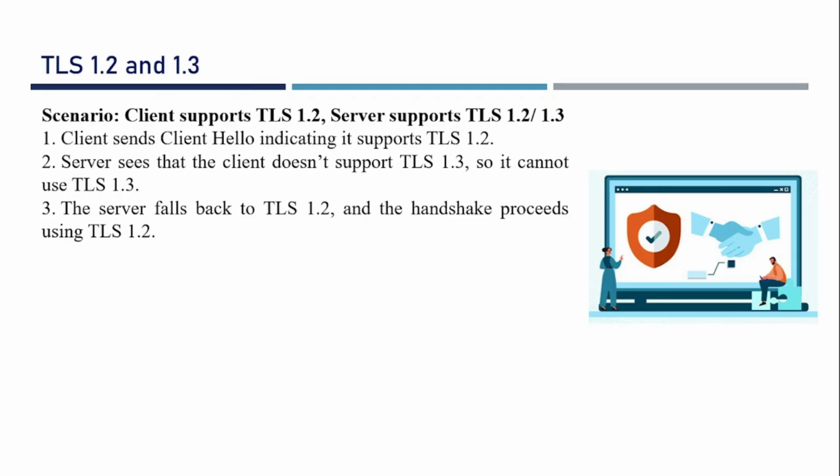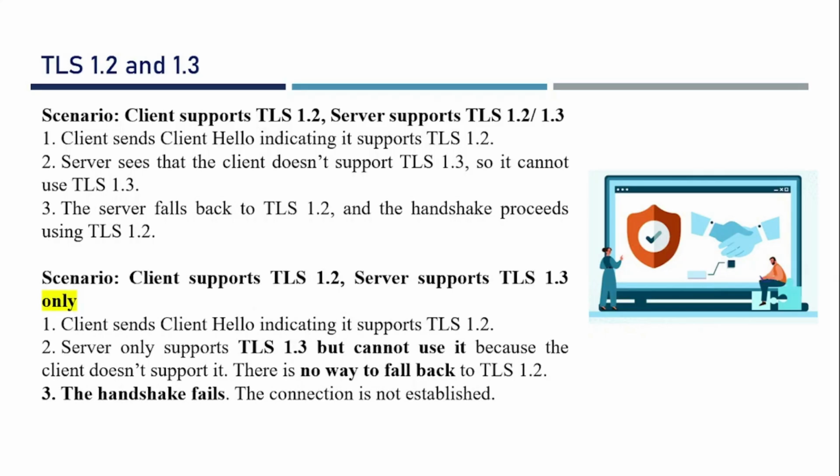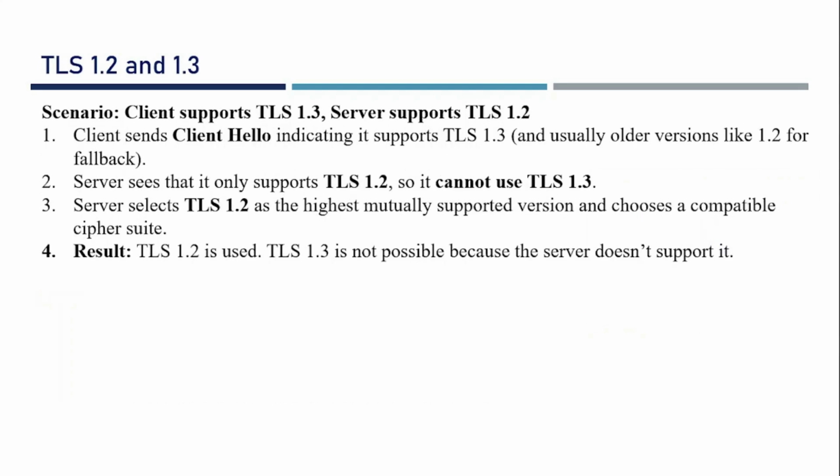But the basic thing is, we can discuss some scenarios here. If the client supports TLS 1.2 and the server supports TLS 1.2 and 1.3, which TLS will be selected? It will be 1.2, because if the server chooses 1.3 and the client does not have it, it would be an error. The second scenario is if the client supports 1.2 and the server supports 1.3 only. Then the handshake will fail because they do not have the same TLS version. The third scenario is if the client supports 1.3 and the server supports TLS 1.2. Again, it's not possible because the server does not support it.